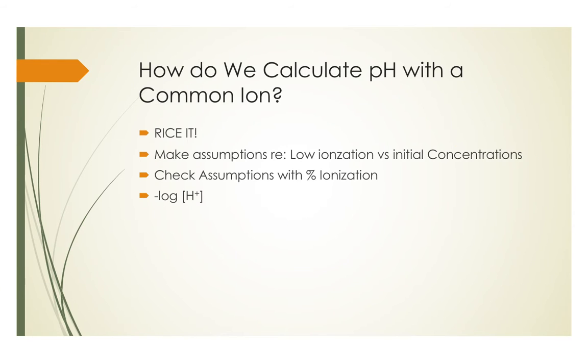So how do we calculate pH with the common ion? Well, we're going to RICE it. We're going to make our regular assumptions regarding low ionization to simplify things, and we'll check our assumptions for that, and then we'll figure out the negative log of H+ with that. As we're RICEing it, we just need to be aware that our initial concentrations will also include the initial concentration of the common ion.